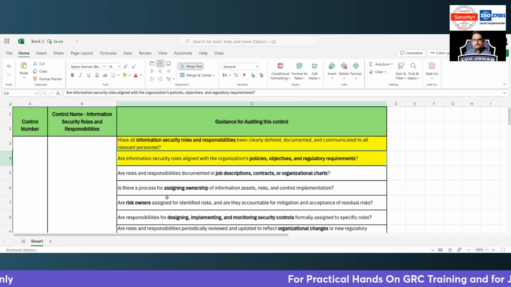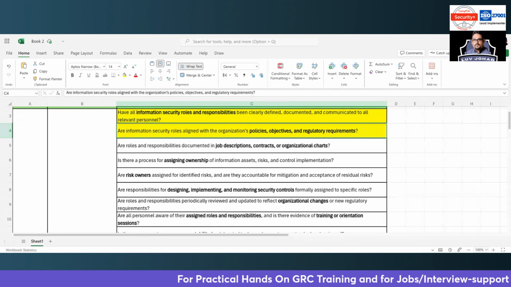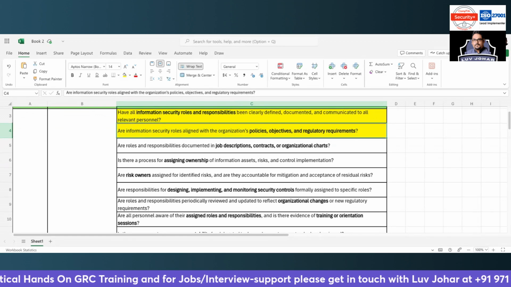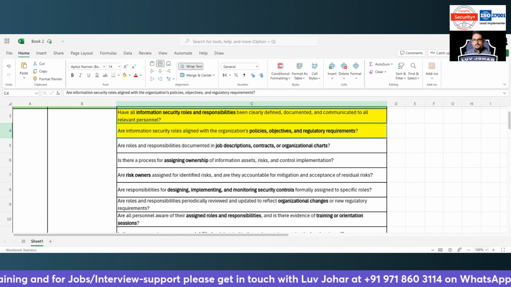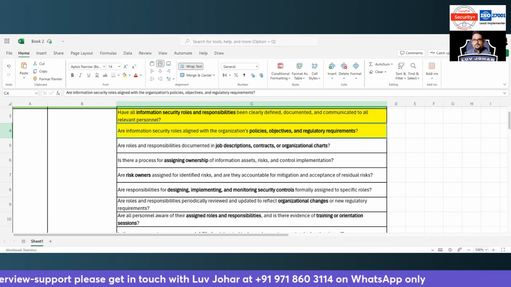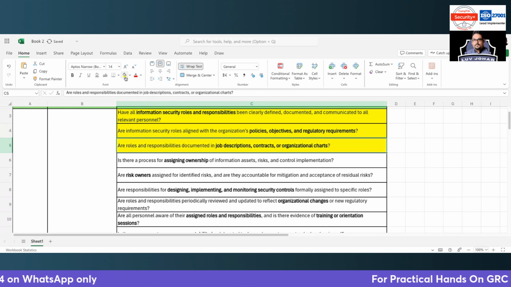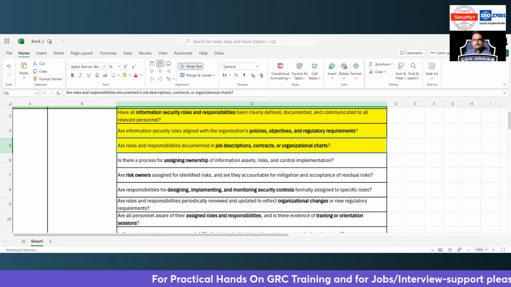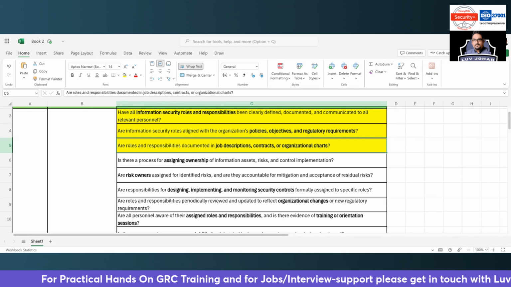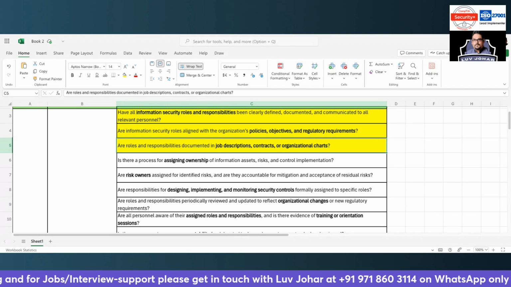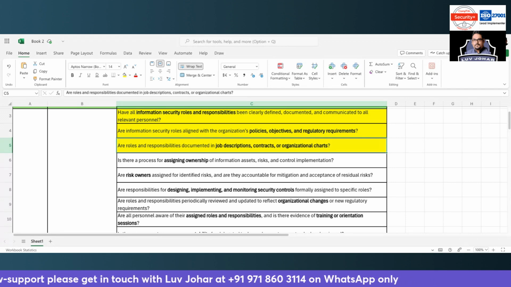Next, you need to check: are information security roles aligned with the organization's policies, objectives, and regulatory requirements? For example, if a regulatory requirement is asking the organization to have a DPO role, whether that DPO role is available or not, you need to check that. After that, check: are roles and responsibilities documented in the job descriptions, contracts, or organizational charts? Whether the roles that you have documented are also present in all the contracts in the organization and in the organizational charts as well. And there should be no discrepancy here.